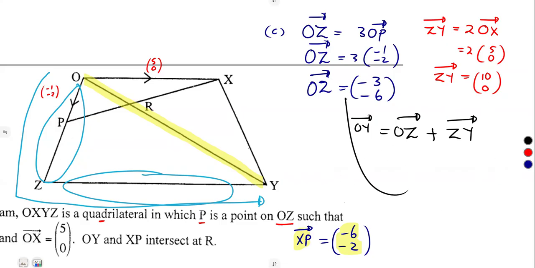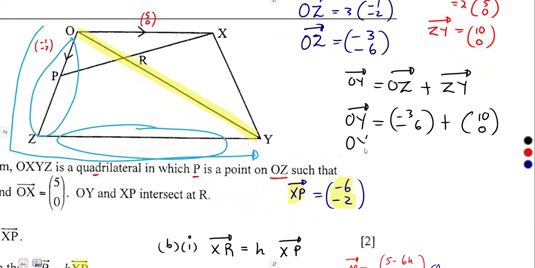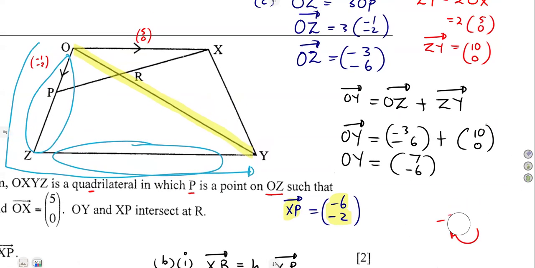Include what you calculated there. So that's OY is equal to OZ, we have it (-3, -6), plus ZY, we have it (10, 0). So that's easy like that. So we can have our vector OY at the end. Adding corresponding terms. These are column vectors. So we add corresponding terms. -3 plus 10, that's 10 minus 3, which is 7. -6 plus 0, that's -6. There is no effect there. So that's the vector OY that you are being asked on that question.